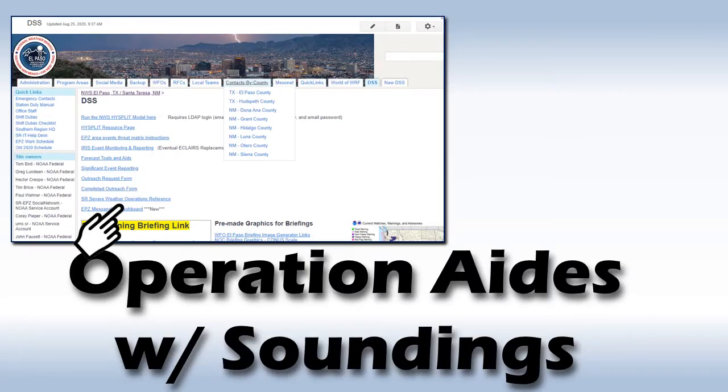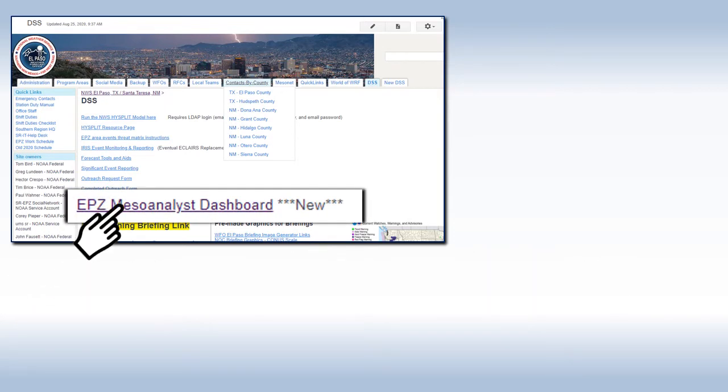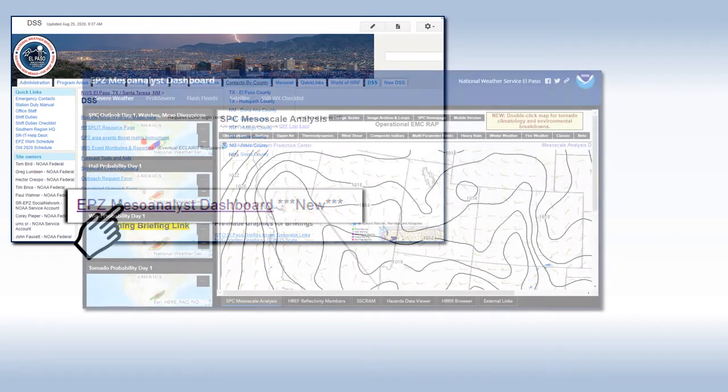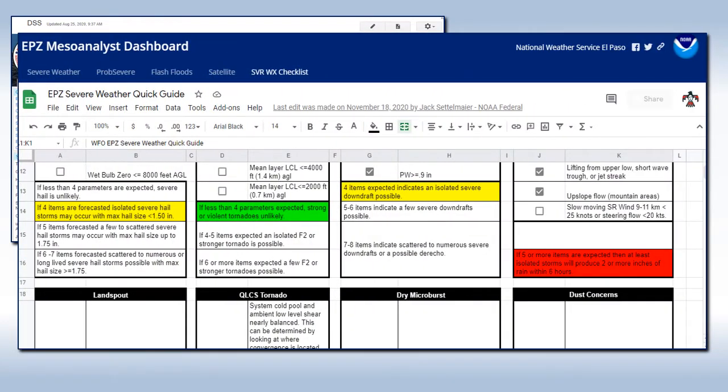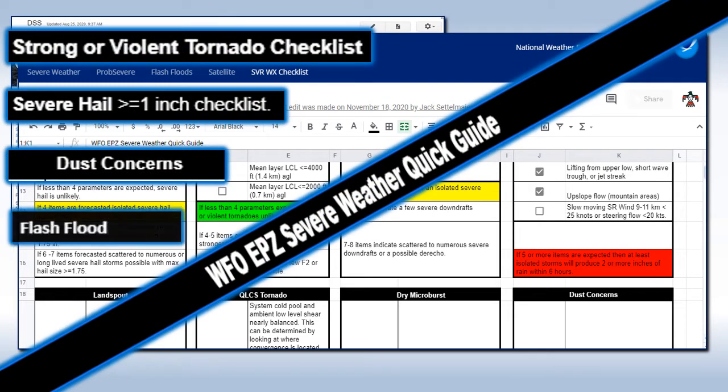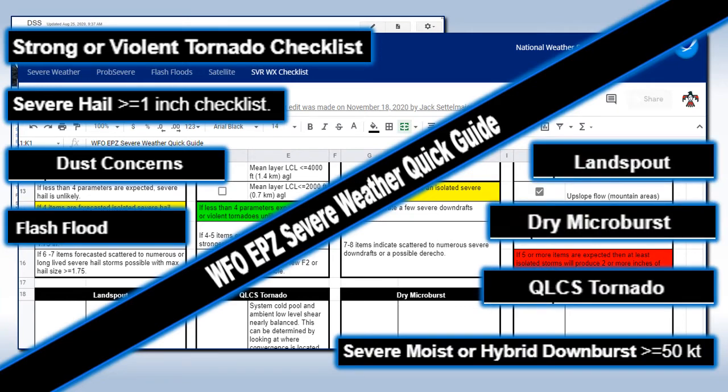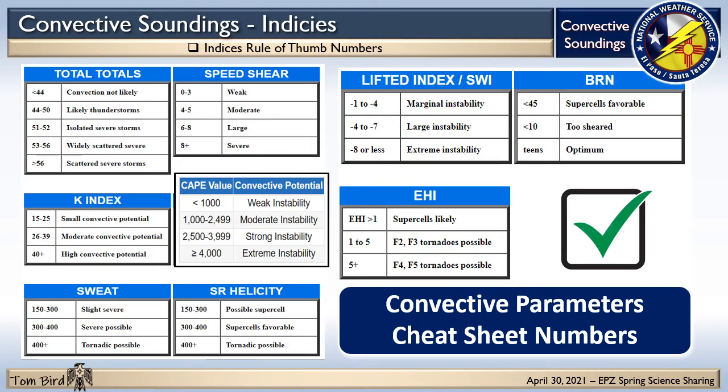So now let's talk about some operational aids real quick with soundings. And this is from our Google Sites page here at EPZ. You click on the Mesoanalyst dashboard here on the DSS tab. And from there, you'll go to the severe weather checklist. From that severe weather checklist, you get all these different checklists for the different types of storm, like whether it be flash flood, hail, tornado, downburst, all that kind of stuff. These are the checklists that you can use to go along with looking at the soundings.